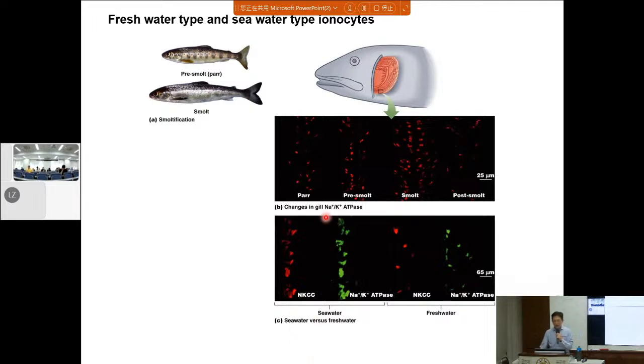But as I said, the freshwater and the seawater environments are very, very different in terms of ion concentration and salinity. So in the seawater, if you stain the sodium potassium ATPase, you can see the sodium pump-rich cell, the morphology is very different. So they have a large cell, compared to the fish living in freshwater.